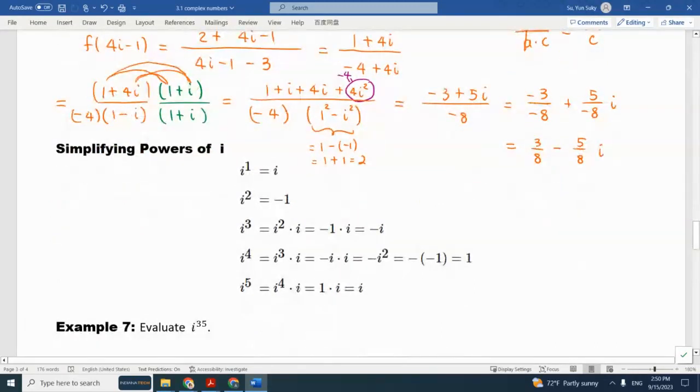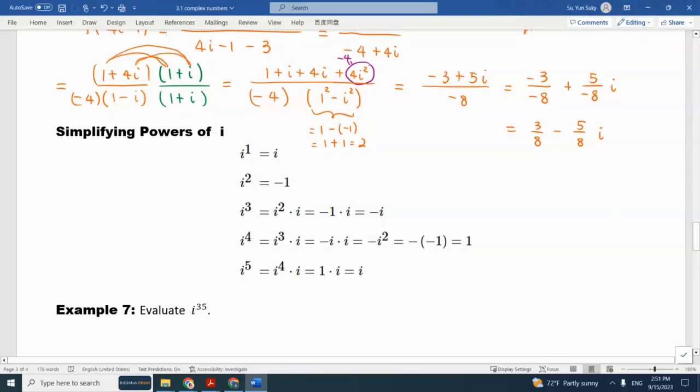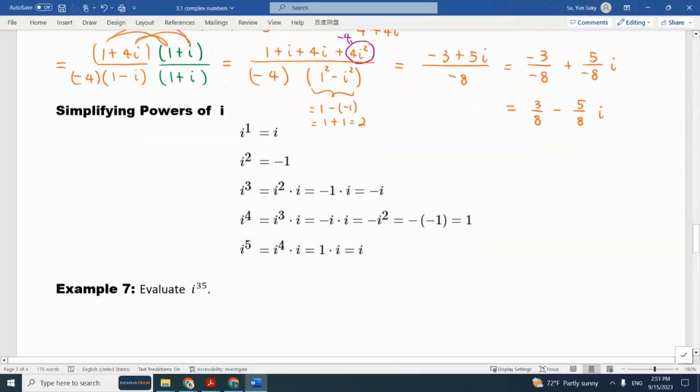Now, powers of i. We already talked about that, right? We have the pattern. After 4 times, we get it back. So, now you do. What is i to the 35? You divide and find the remainder.